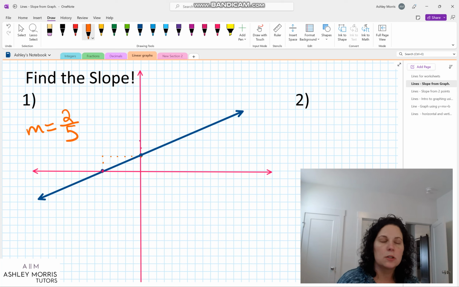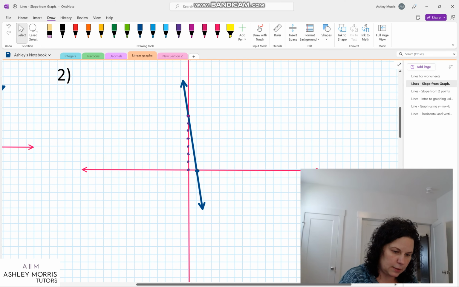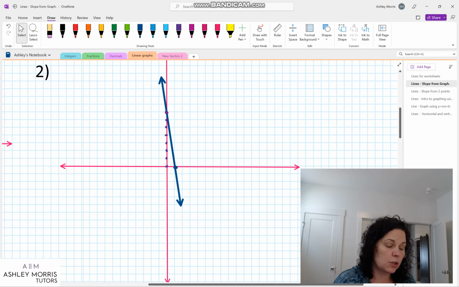Leave them as fractions. Don't turn them to decimals. And leave them as improper fractions. Sometimes the number on top is bigger. That's okay. They can be whole numbers and they can be improper fractions. Do not make mixed numbers for slope. Got it? Okay. Next.